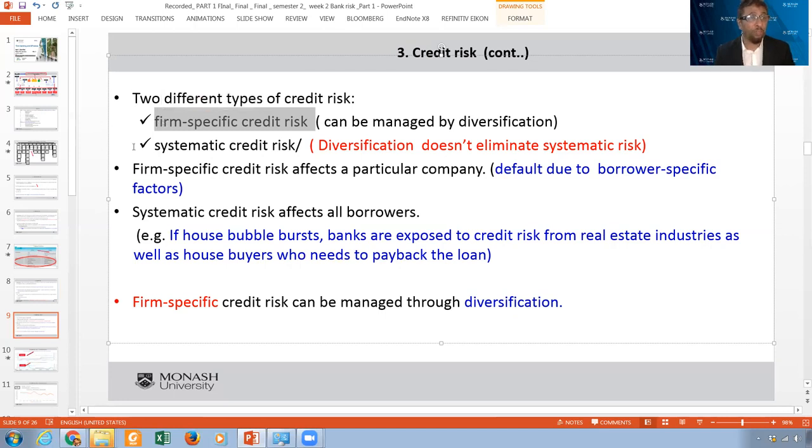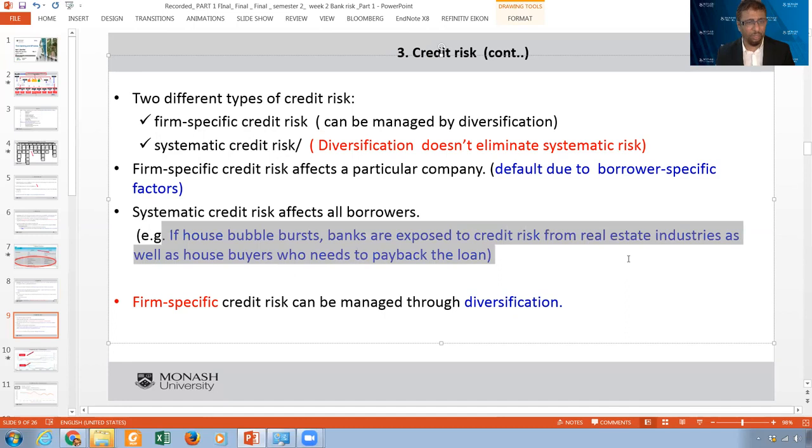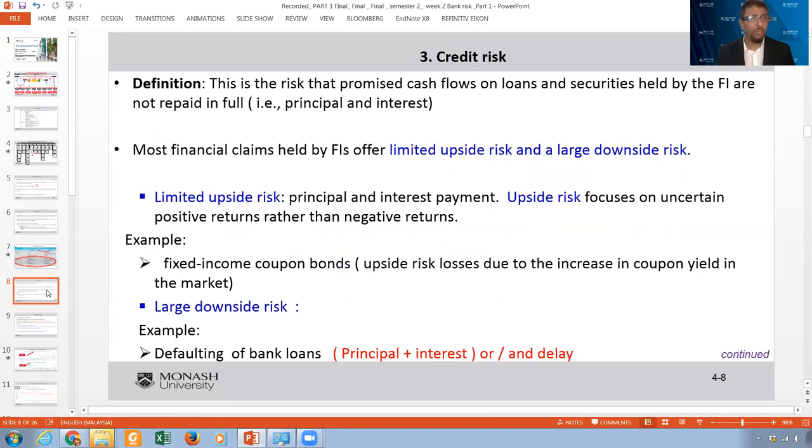Now, when we talk about systematic credit risk, as you can see, everybody is failing inside the portfolio, which means you cannot diversify, you cannot solve this problem. So this is actually all about this slide. You can look at this example, and it actually says what we are saying now. Let me continue with the credit risk.